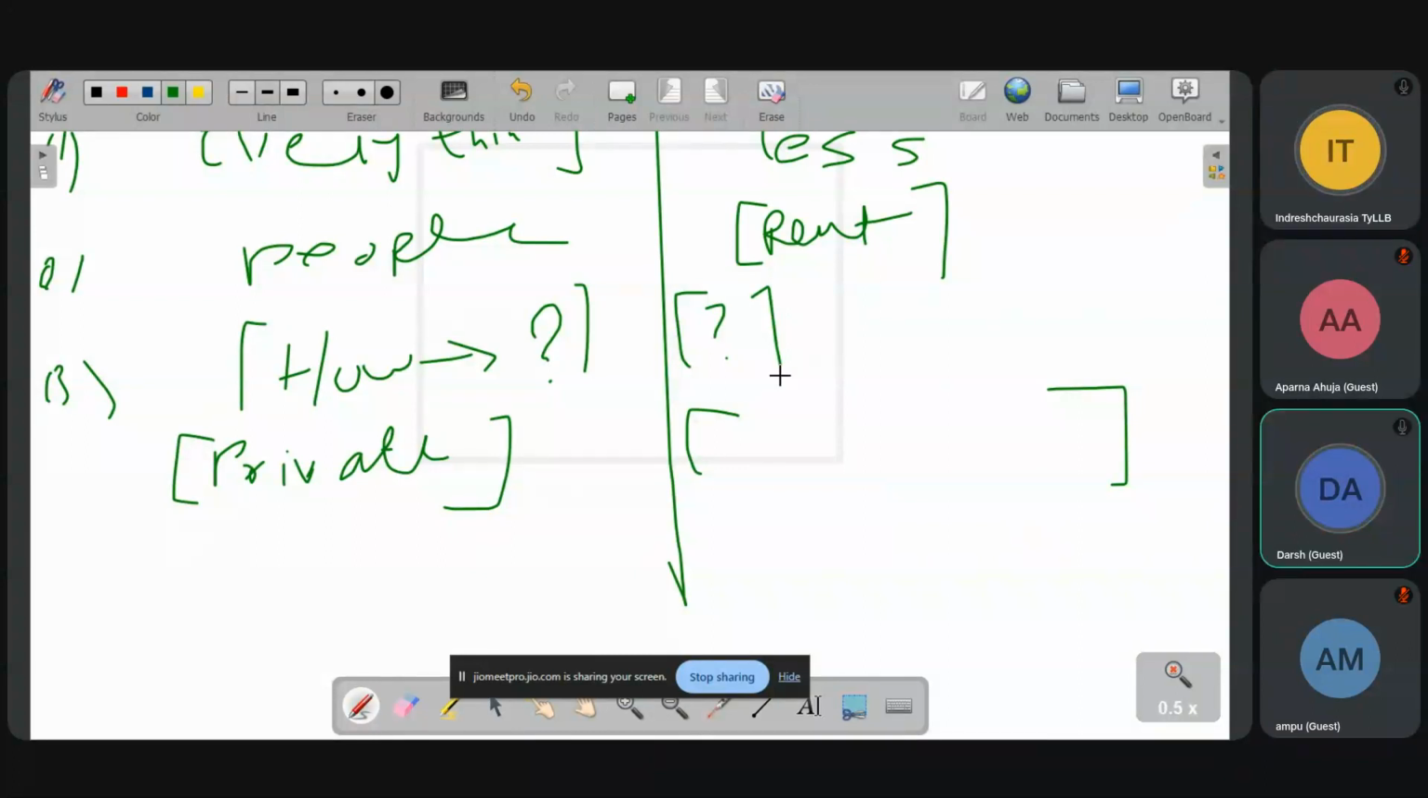Any idea? Like a VPN or something? Yeah, it's a good idea, using a VPN. VPN is one option, and there is another one.